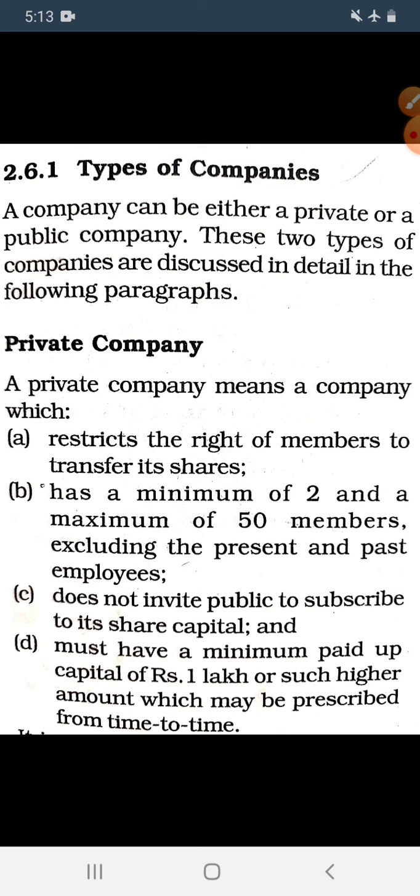The private company must have the minimum paid up capital. What is paid up capital? Paid up capital is the amount of money a company has been paid from the shareholders in exchange for the shares. So the minimum paid up share capital is 1 lakh or such higher amount as may be prescribed from time to time, and the higher amount varies from time to time.